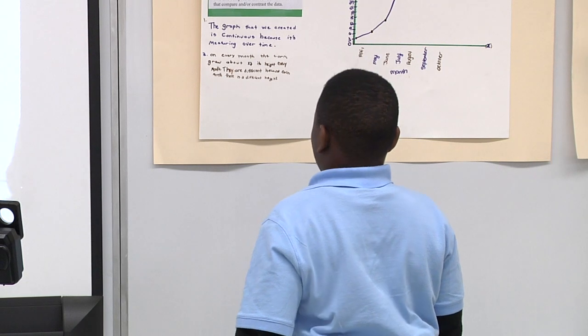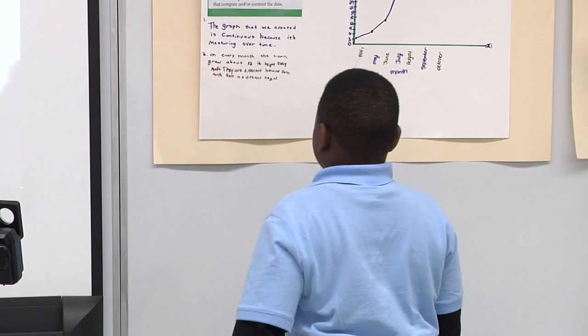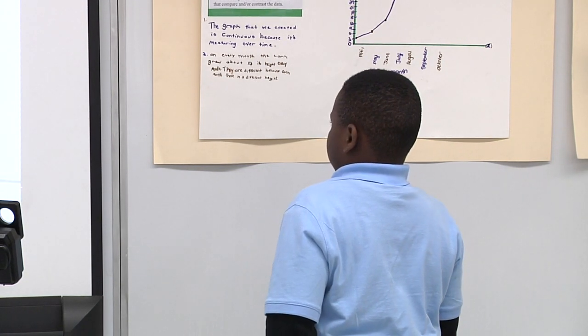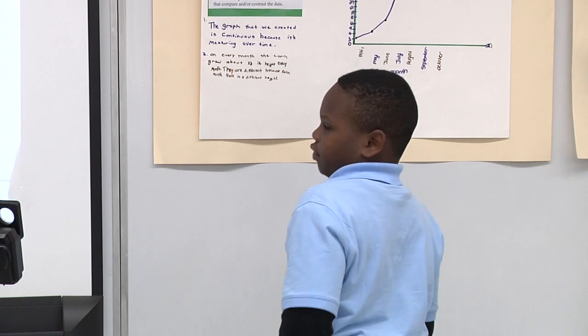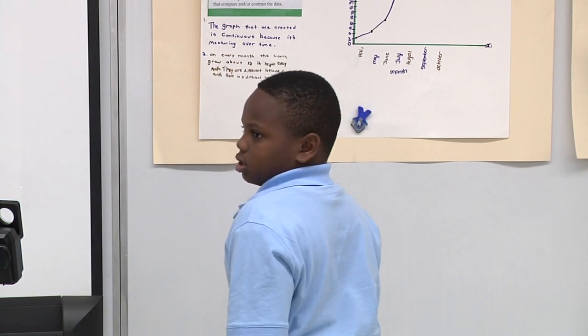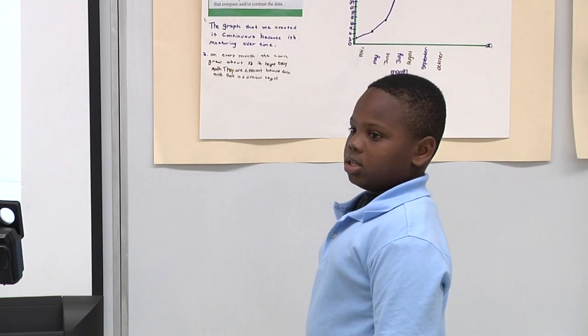On every month the corn grew about times 2. It's highest every month, and they are different because each month is a different height. That is such a cool observation. You know what? I didn't even see that observation. Do you guys see what he's saying?